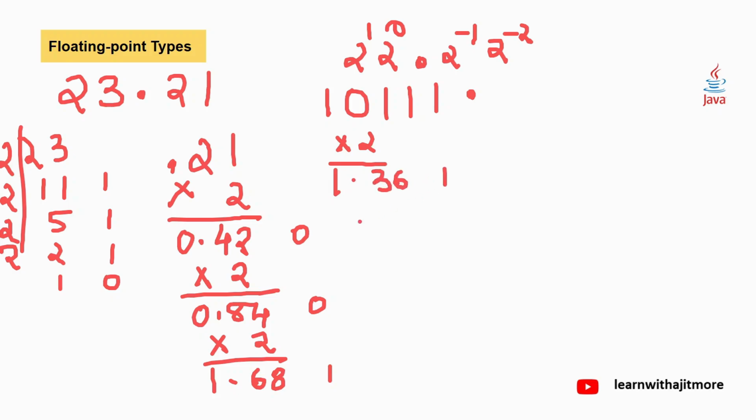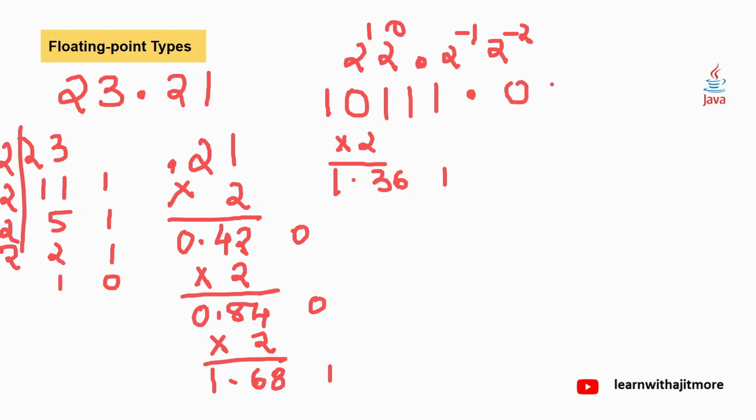Again you will take 1 and only multiply by 0.36. It will be 0.72. Take 0. 0.72 with 1.44. Take 1. Then again 0.44. This will go on. So you have to collect. Now here you have to collect this binary from the top, not bottom. From here you have to collect.